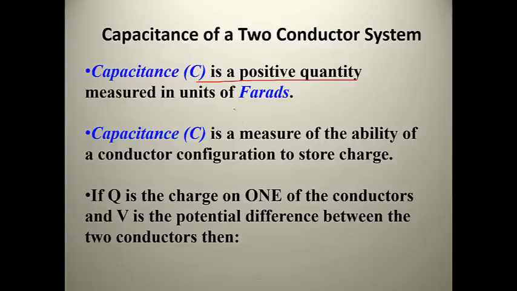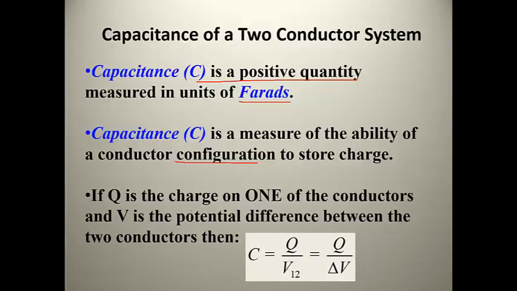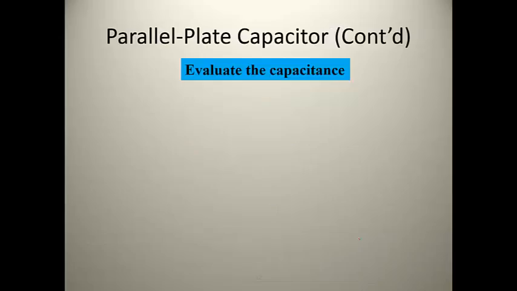The units of capacitance are farads, which is a huge number, by the way. Capacitance is a measure of the ability of a conducting configuration to store charge. If Q is the charge on one of the conductors and V is the potential difference between the two conductors, then C is Q over V or Q over delta V.